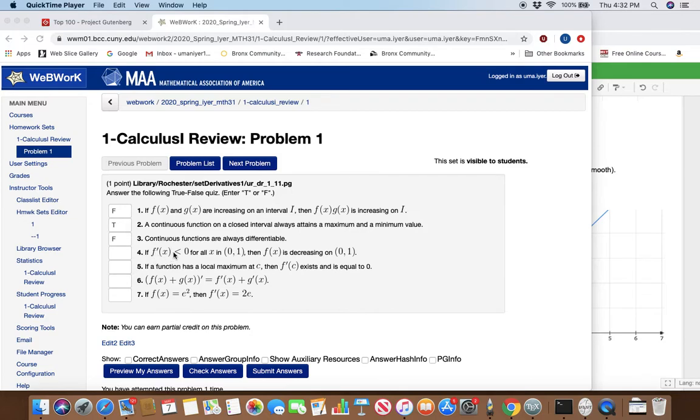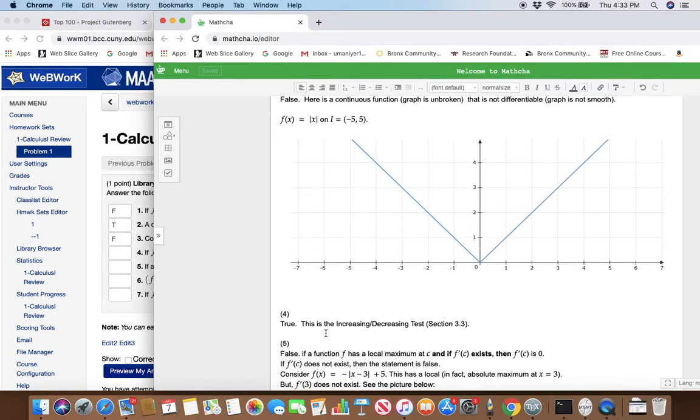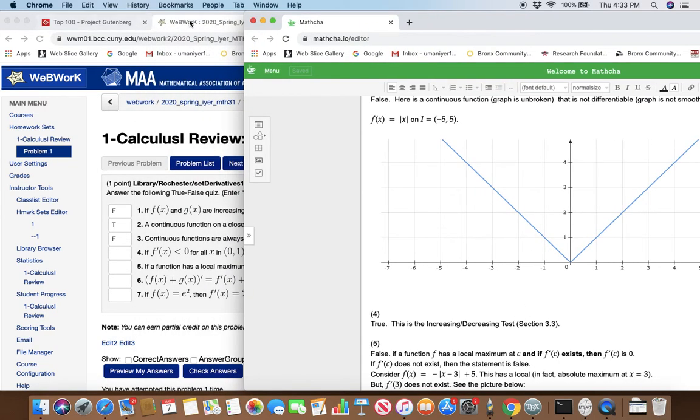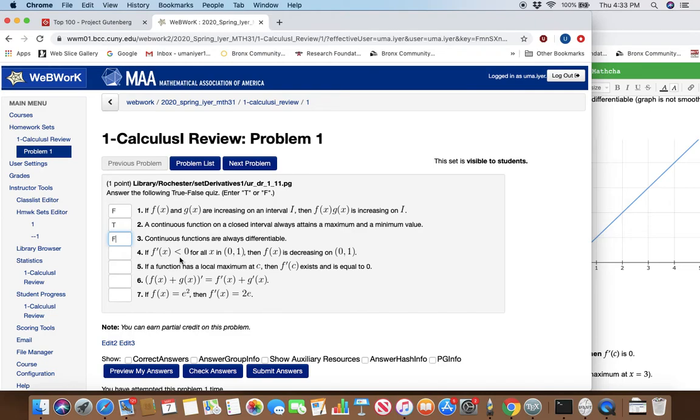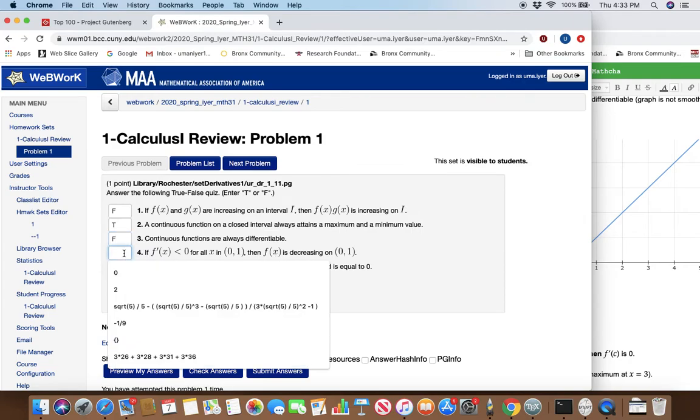If the derivative of a function is negative for all x in an interval (0, 1), then f(x) is decreasing on (0, 1). This is a true statement. This is precisely the increasing/decreasing test from section 3.3. Now is the time to look at section 3.3 and review it yourself. Okay? If the derivative is positive, you are increasing. If the derivative is negative, your function is decreasing.